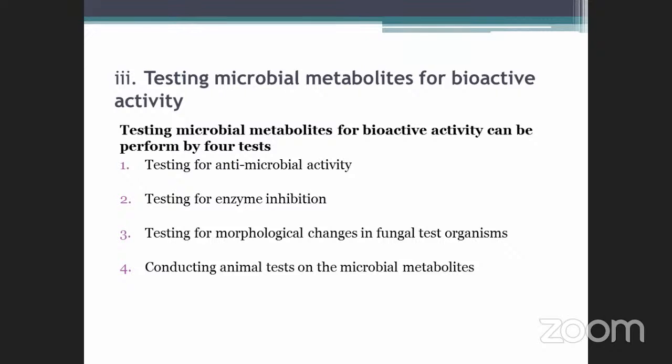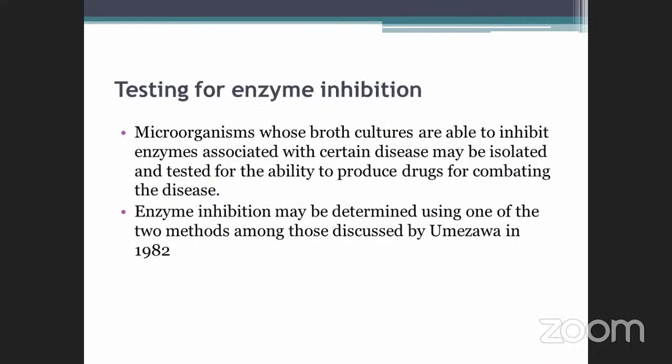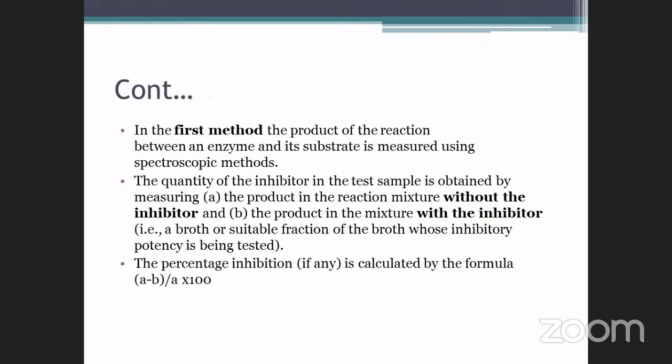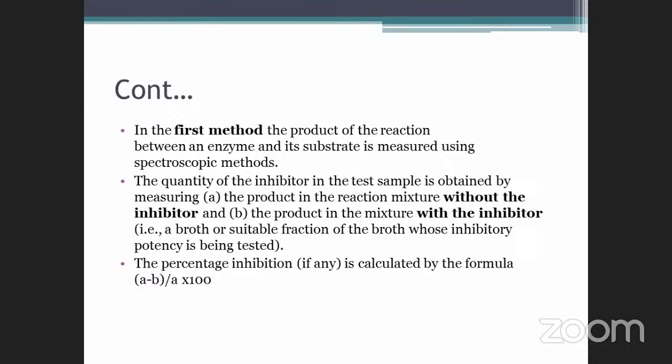Then testing for morphological changes in the fungal test organism. That means it works against the fungi, and morphological changes are found in the fungus. And then animal testing is conducted in animals for the microbial metabolites. So, for example, this is testing for antimicrobial activity, where a zone of inhibition will be there. Then testing against enzymes: those enzymes which are associated with a certain disease may be isolated and tested for the ability to produce a drug combating the disease.